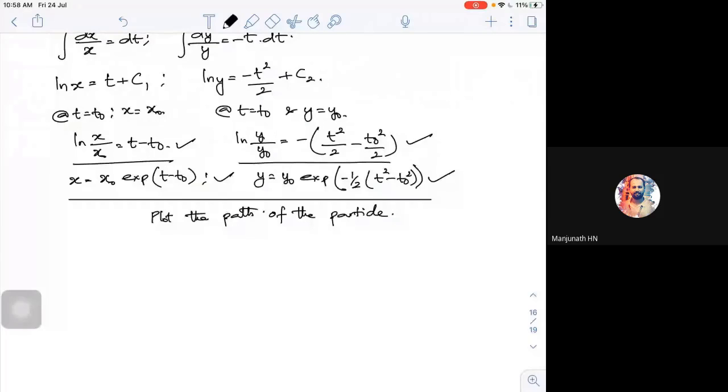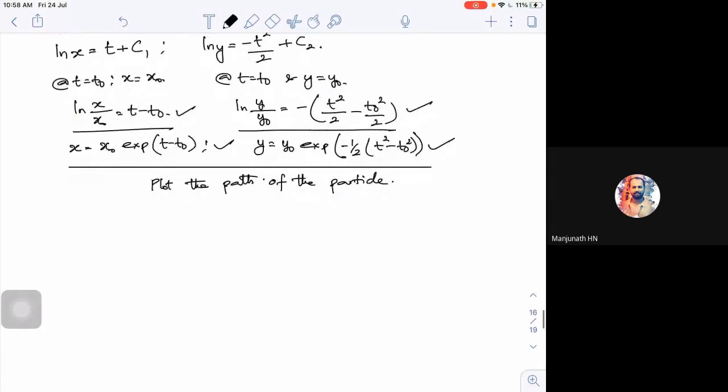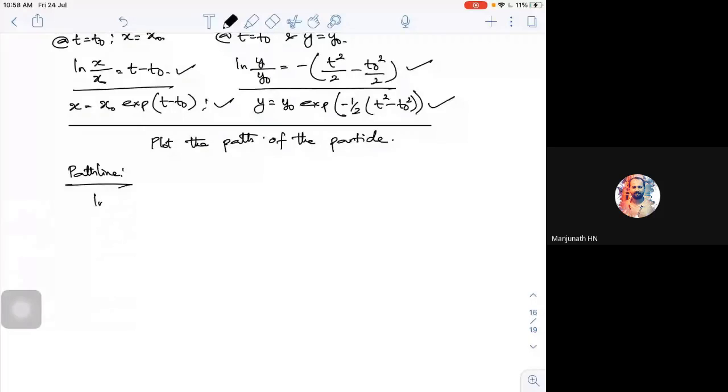And I'm going to set up a point. What should happen here? This t naught has to become 0. If I'm able to set that particular point, t naught is equal to 0, I'll end up with what is called the path line. Let's write the equation for that. This is your path line. So ln of x by x naught is equal to t minus t naught. Ln of y by y naught is equal to minus 1 by 2 into t square minus t naught square at t naught is equal to 0.